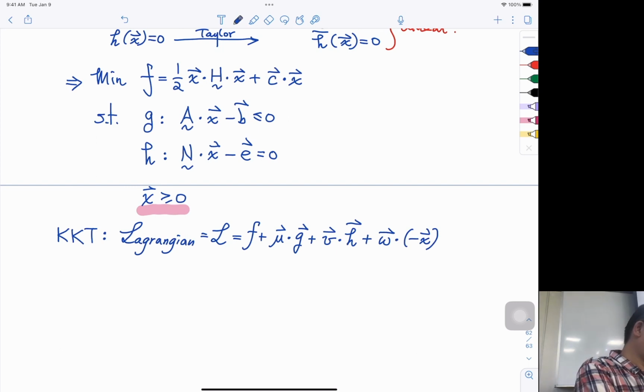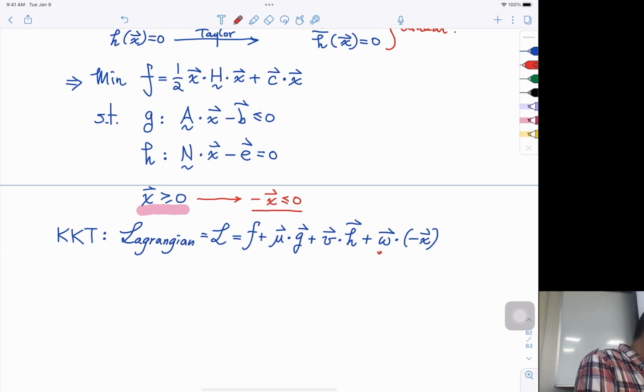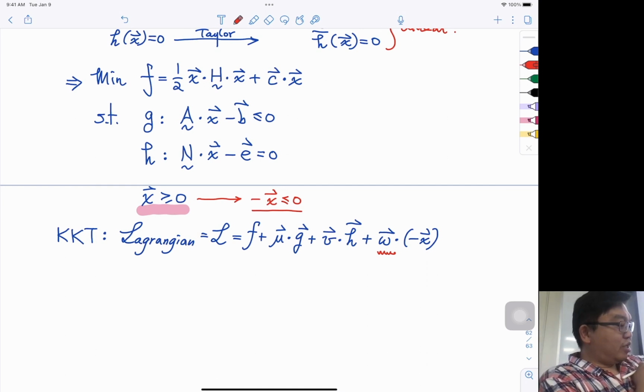What's going on? Over here I'm rewriting this as negative X must be smaller than 0. So there are actually a bunch of inequality constraints. So the Lagrangian multiplier must be applied to negative X as well, and we put those W times negative X terms into the Lagrangian as well. This is the equation that we haven't applied derivative to. We didn't do the gradient yet. So what KKT tells us is that the gradient of the Lagrangian must be 0. We will do that later.